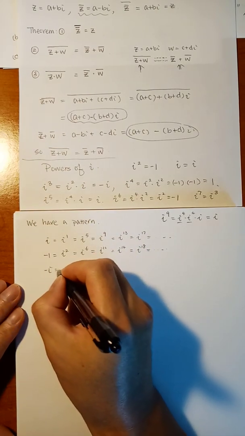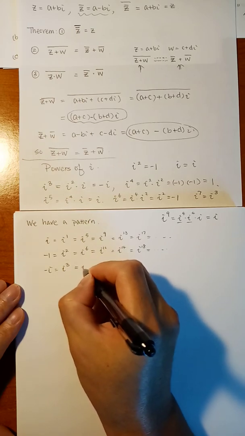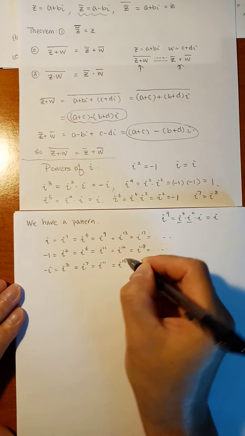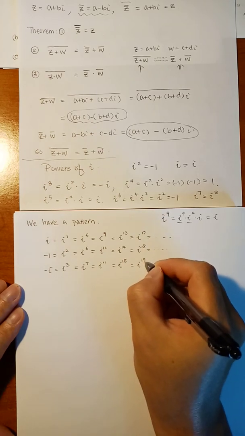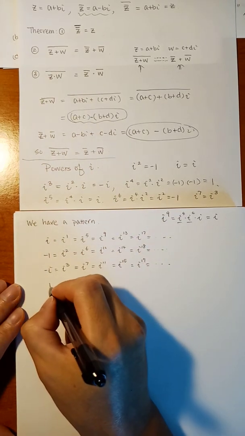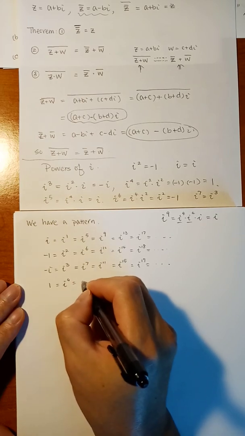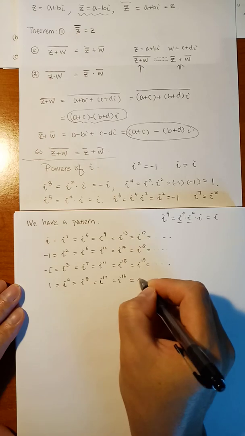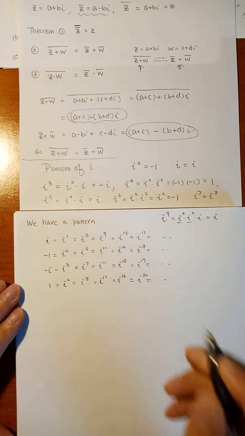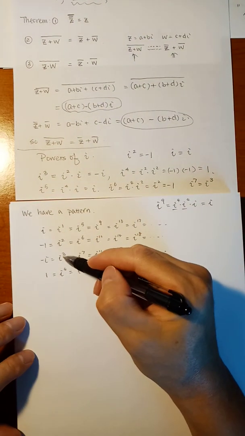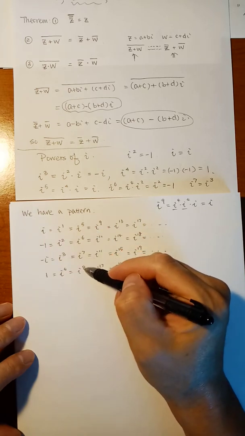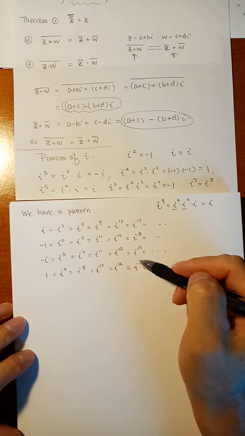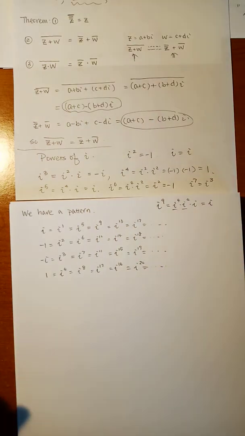And the negative i is i cubed, i to 7, i to 11, i to 15, i to 19. And 1 is i to 4, 8, 12, i to 16, i to 20. So you see 1, 2, 3, 4, 5, 6, 7, 8, 9, 10, 11, 12, 13, 14, 15, 16, 17, 18, 19, 20, and you can continue.